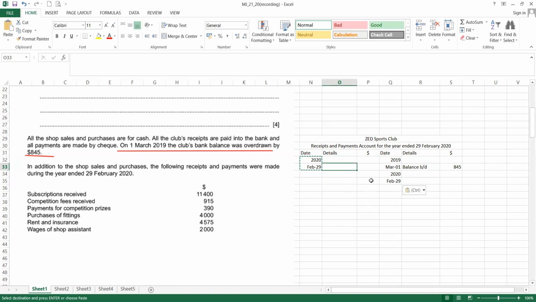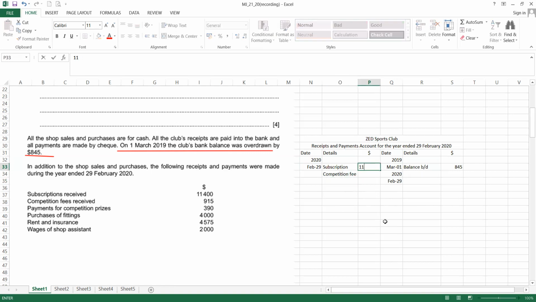Receipt amount is on the debit side, so you can put subscription. No need to write receipt, just put subscription. Competition fee, because we understood that when we come to the debit, it is a receipt. 11400 and then 915. Payment for competition price 39. That means we have to pay here, which is competition price.